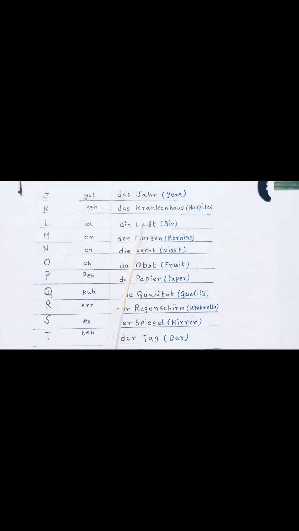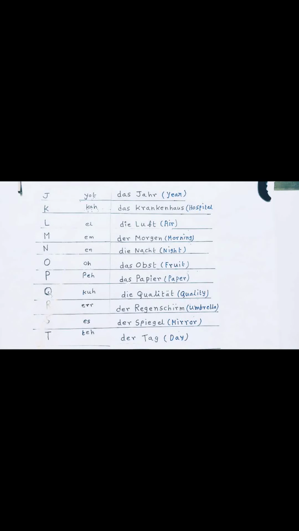L for die Luft, air. M for der Morgen, morning. N for die Nacht, night. O for das Obst, fruit. P for das Papier, paper. Q for die Qualität, quality. R for der Regenschirm, umbrella. S for der Spiegel, mirror. T for der Tag, day.